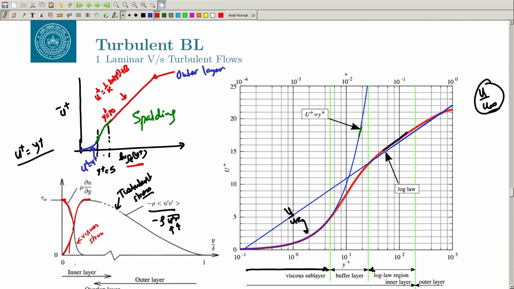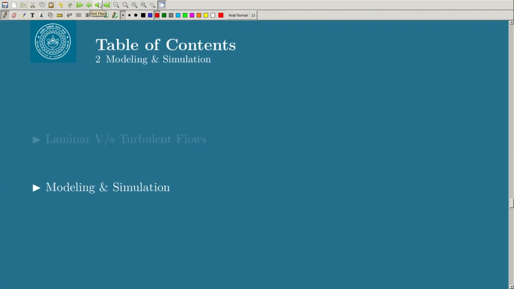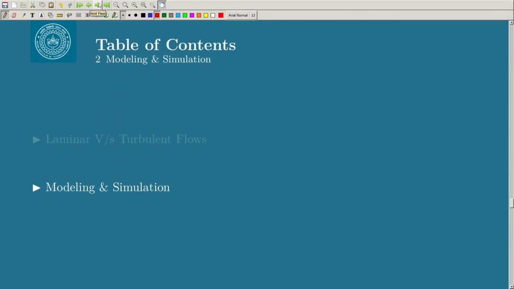This is also called the constant stress layer, the inner layer, right, because the summation of the viscous stress and turbulent stress is constant there. Okay, and after that you have the overlap layer and the outer layer. Okay, we will come back to this picture again when we talk about the different turbulence models. We will soon go to the turbulence models. First we have to derive the governing equations.